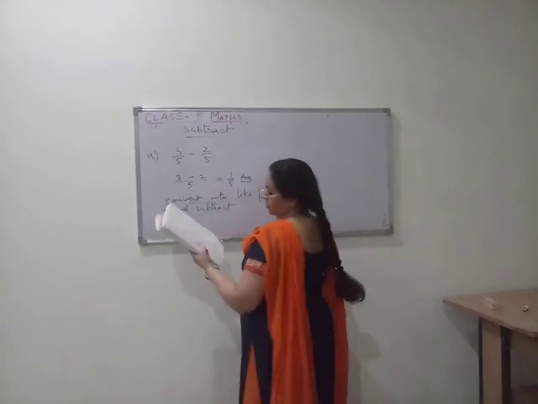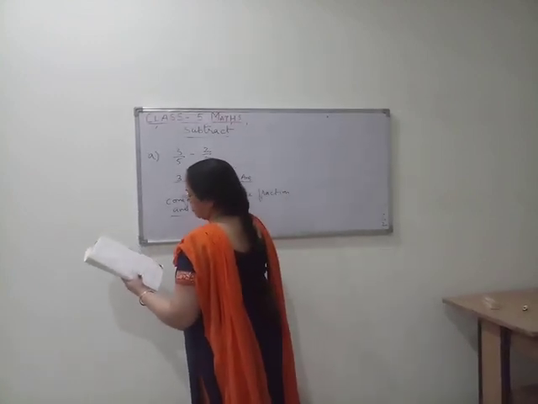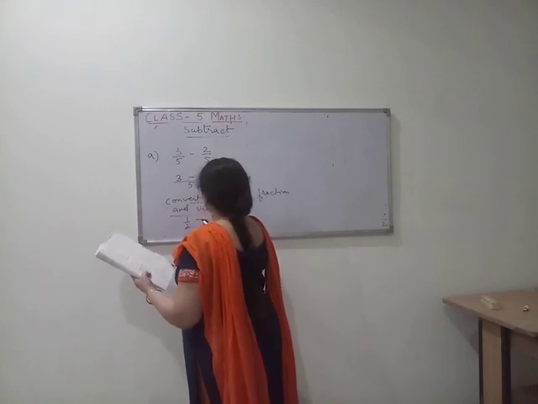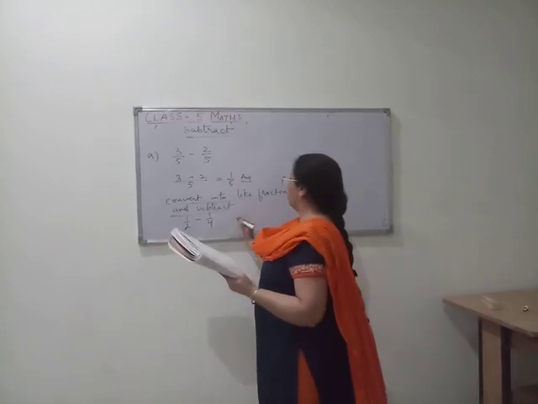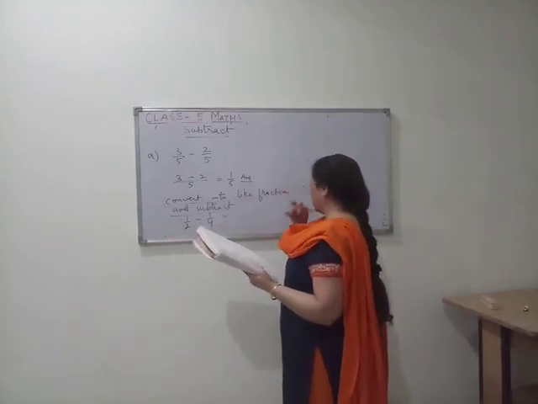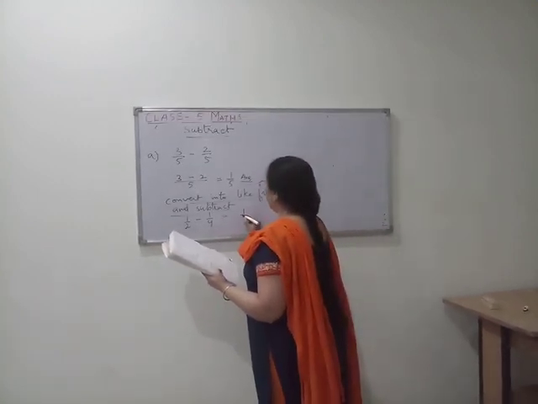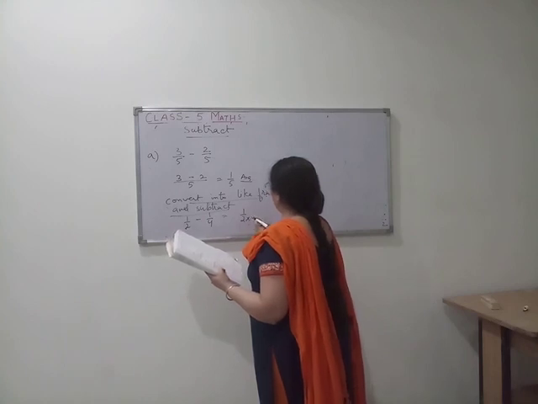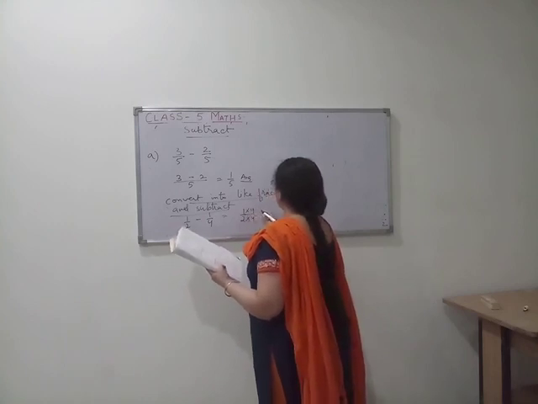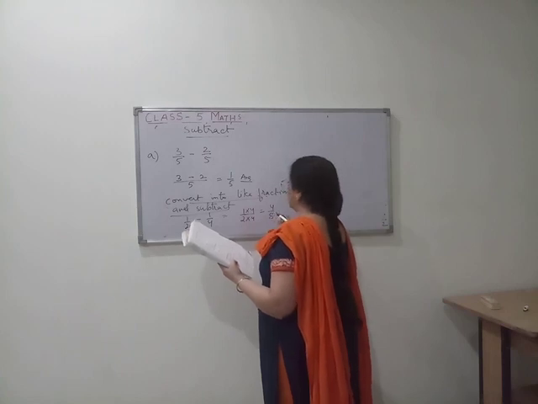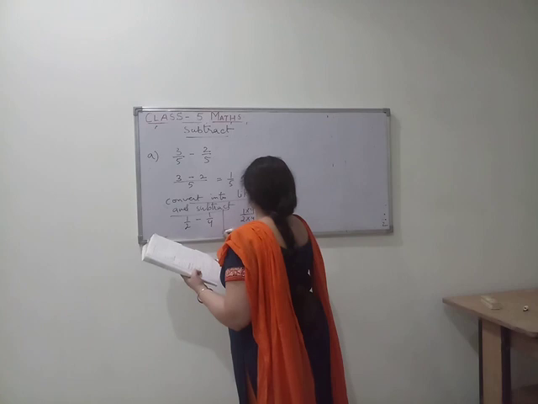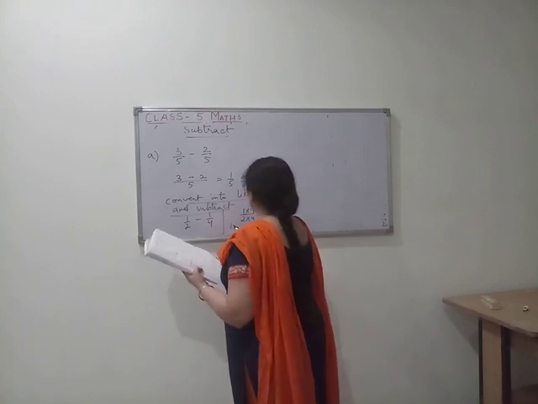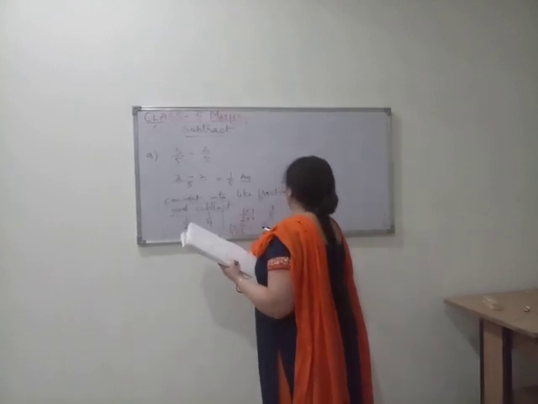Now here, 1 upon 2 minus 1 upon 4. This we have to make into like fractions first. That is 1 upon 2 into 4 upon 4, that is equal to 4 upon 8 first. And the next one is 1 into 2 upon 4 into 2, that is 2 upon 8.